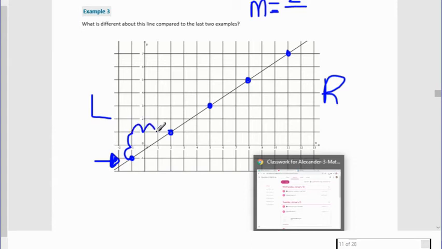So 1, 2, 3. To check that you're right, there's another point: you go up 1, 2, right 1, 2, 3. Up 1, 2, right 1, 2, 3. It should work for every single point. Does that make sense? If you get something different, something went wrong. If I tried to divide 2 by 3, I would get a decimal, and I do not want to do that. I'm going to leave my slope as a fraction, 2 over 3.